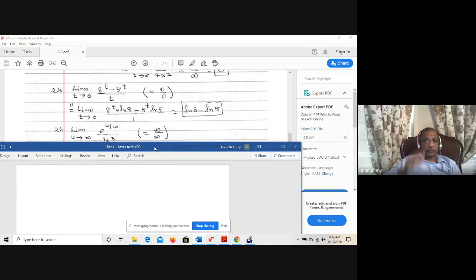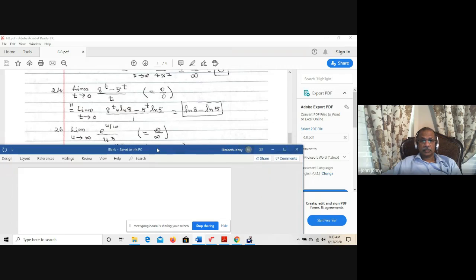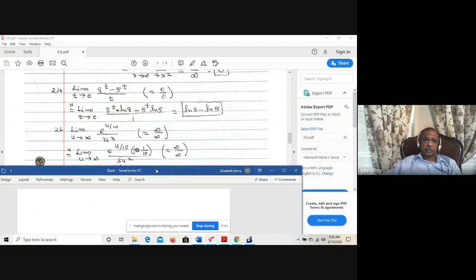Number 26. Limit u approaches infinity, e to the u over 10 divided by u cubed. Substitute u equal to infinity, you get e to the infinity divided by infinity cubed, so that is infinity over infinity. Differentiate: e to the u over 10 times 1 over 10 is the numerator, divided by 3u squared. Again, infinity over infinity.